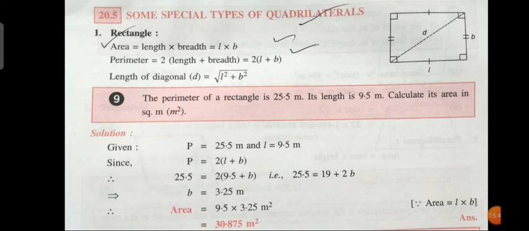First is rectangle. You know the area of a rectangle is length into breadth. Perimeter is 2 into length plus breadth, 2 into (L plus B), and the length of the diagonal D is root of length square plus breadth square. Okay, that should have been studied in your previous classes. No need of explanation there. An example is also given for you.